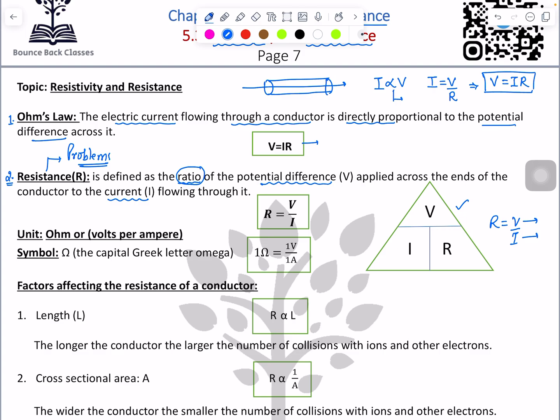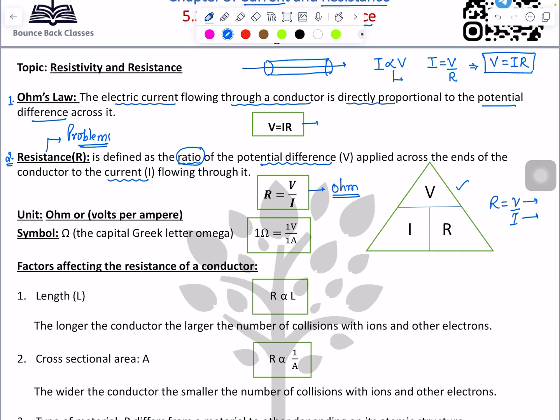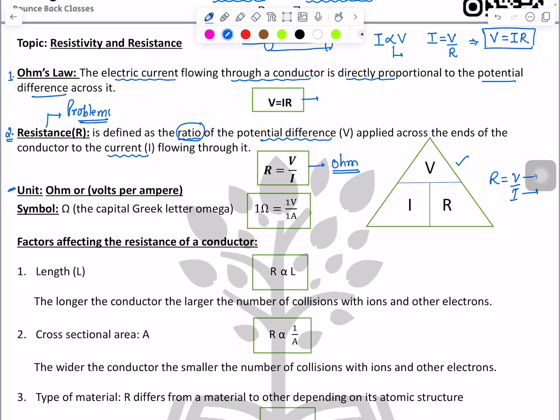Fine. And the unit is ohm. What is the unit? Ohm. I already told you the unit is ohm or volt per ampere, and this is the symbol, which we call omega. 1 ohm equals 1 volt divided by 1 ampere. Fine, guys? Now the major thing on which you need to focus more: the factors.